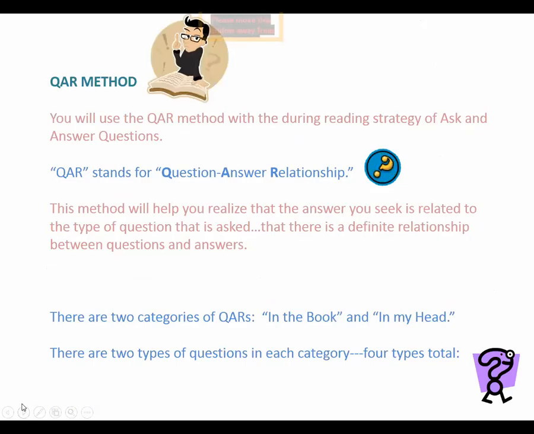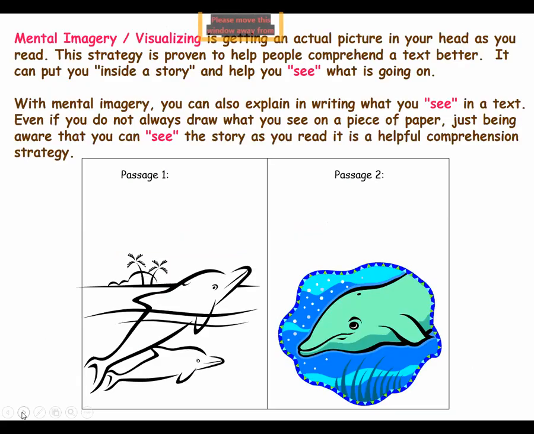Now let's talk about the QAR method. QAR method का मतलब क्या है? Question and answer relationship. When you ask the question, then you will try to find the answer to it. Okay, so you will use the QAR method with the during reading strategy of ask and answer questions. This method will help you realize that the answer you seek is related to the type of question that is asked, and there is a definite relationship between questions and answers. So it means you should ask questions of yourself and try to find the answer. The fourth strategy is mental imagery or visualization.